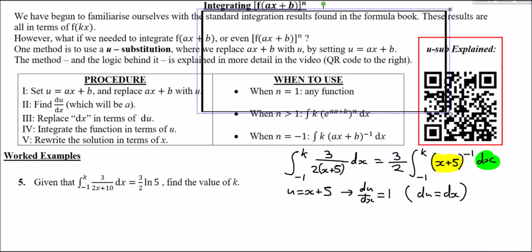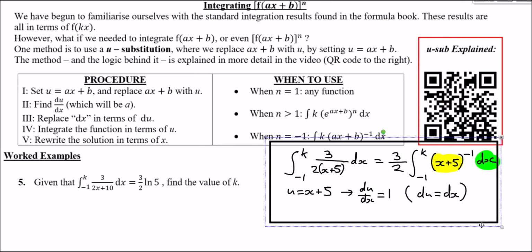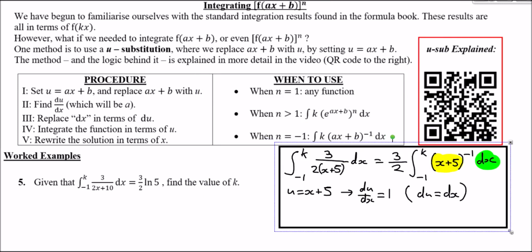That didn't work as nicely as I wanted to. What I wanted to do is just box this off. There we go.